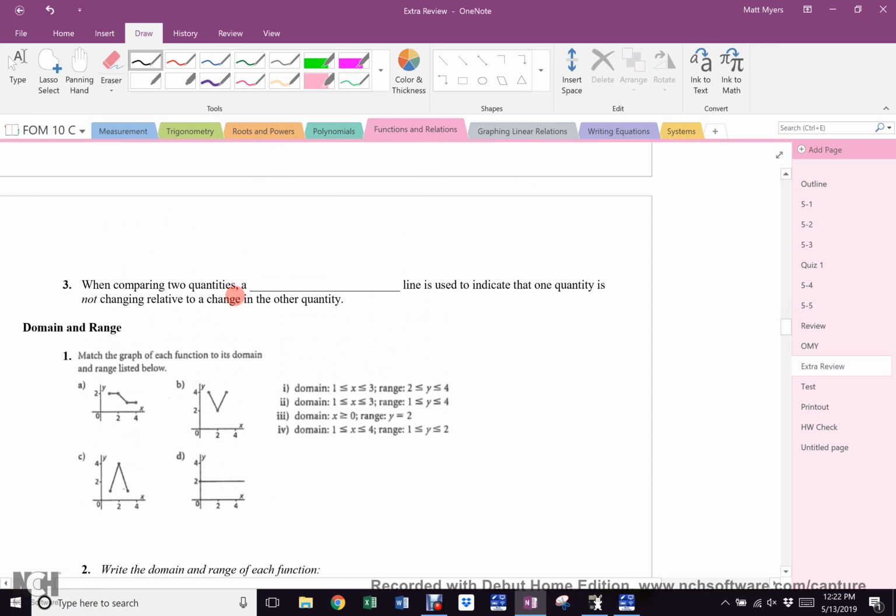When comparing two quantities, a line used to say that one is not changing. What kind of line is it when one changes and the other doesn't? Horizontal, or it could be vertical, except if your domain is what? Time, because time marches on. So if we broke vertical, it'd still be right. Yep. But horizontal is the better answer.